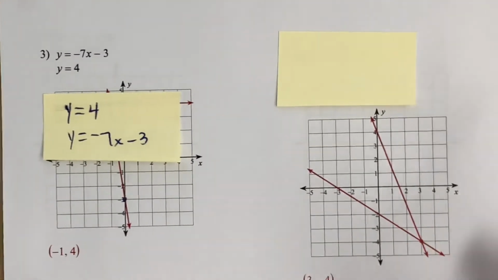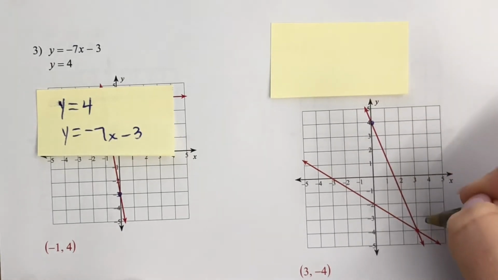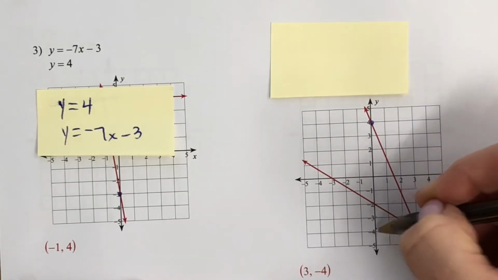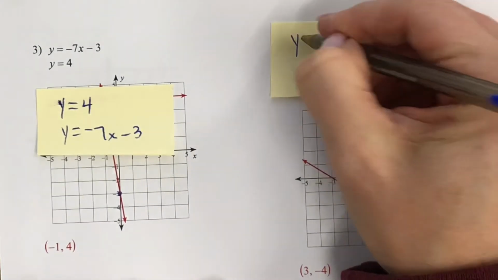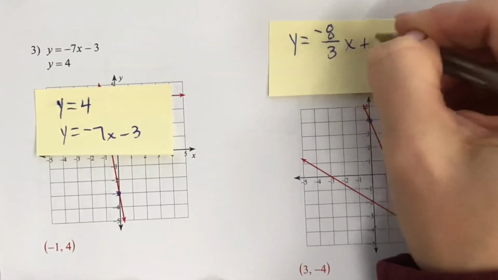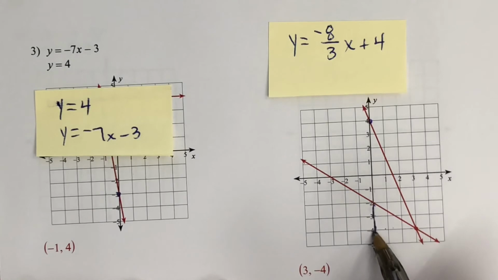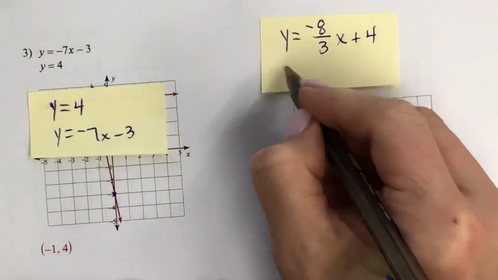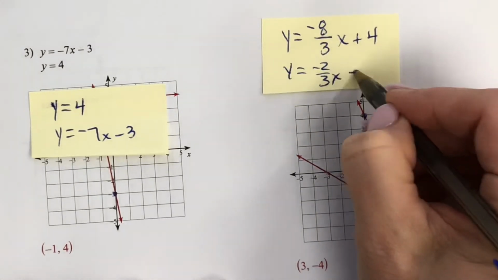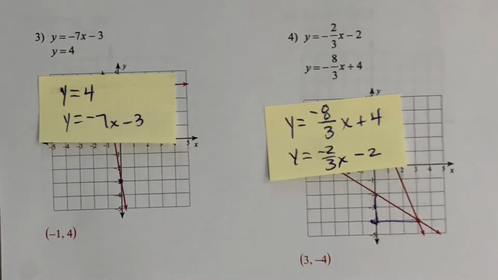Okay? And then this one, we're gonna start at plus 4, and it looks like, just to be safe, we'll go all the way 1, 2, 3, 4, 5, 6, 7, 8 over 3. So I went down 8, right 3, starting at 4. For this one, I went down 2 over 3, which is this number, but starting at -2. Okay, that's all there is to it.